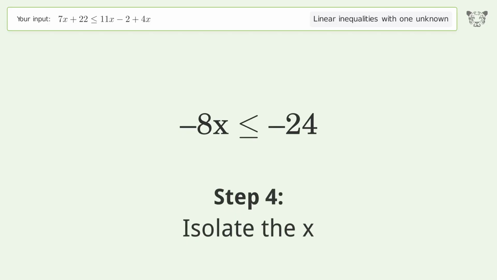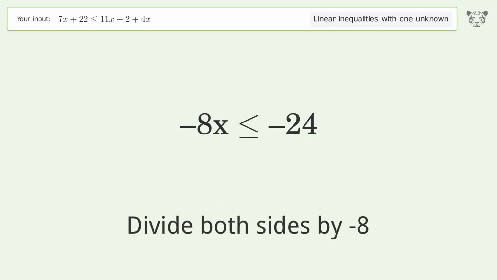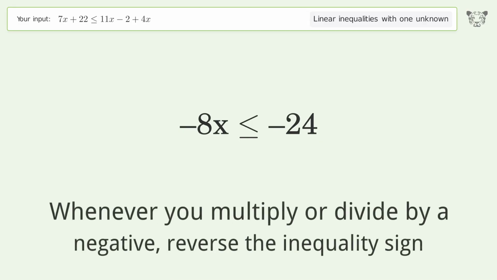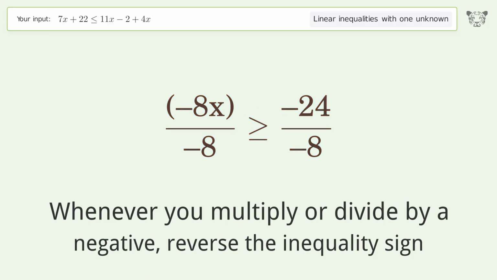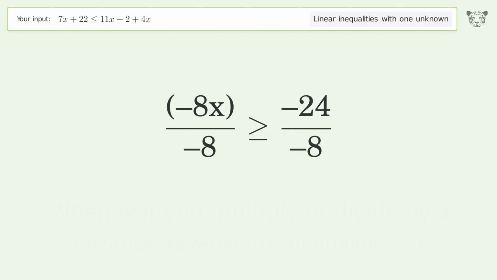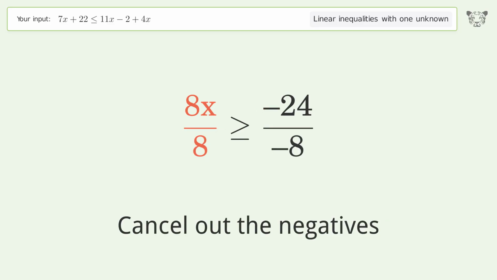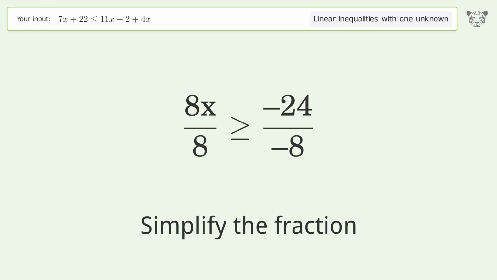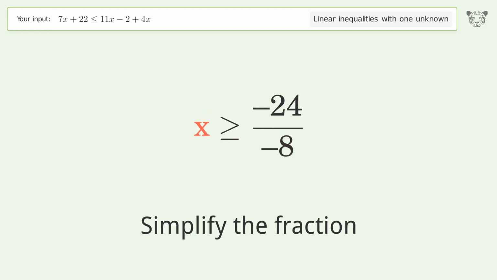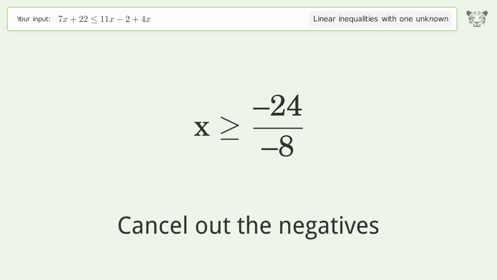Isolate the x. Divide both sides by -8. Whenever you multiply or divide by a negative, reverse the inequality sign. Cancel out the negatives. Simplify the fraction. Cancel out the negatives.